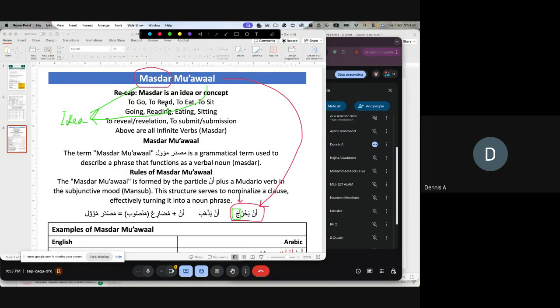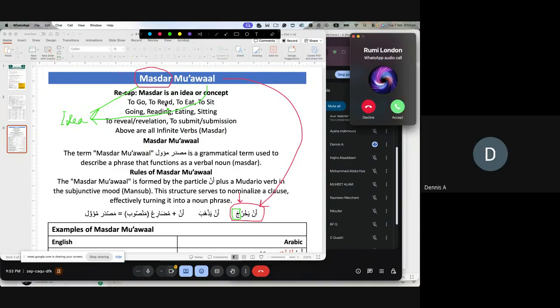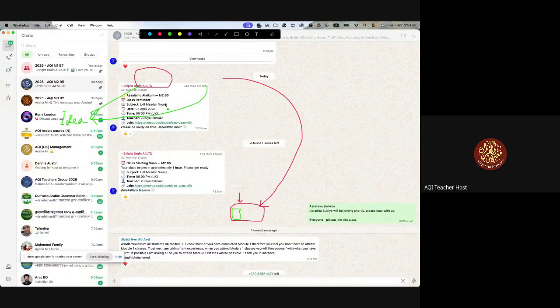Two. That consists of a particle and a verb. And what is yakhruja? Is it the mudari verb, isn't it? Yes, yes, that is the verb.